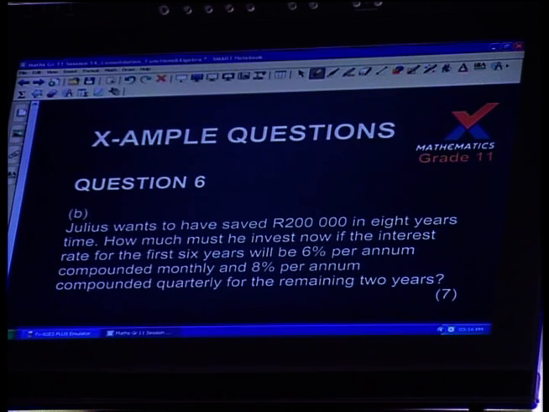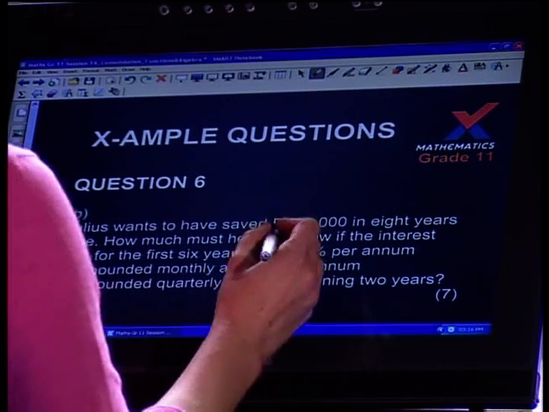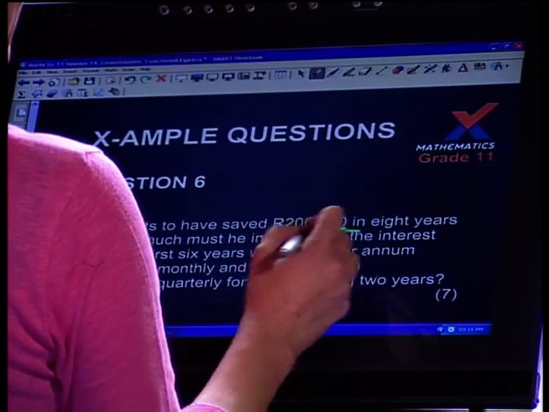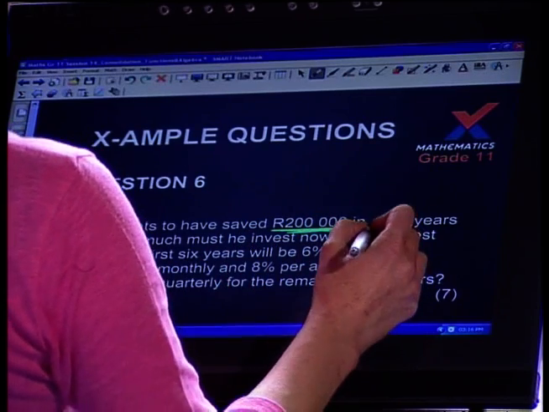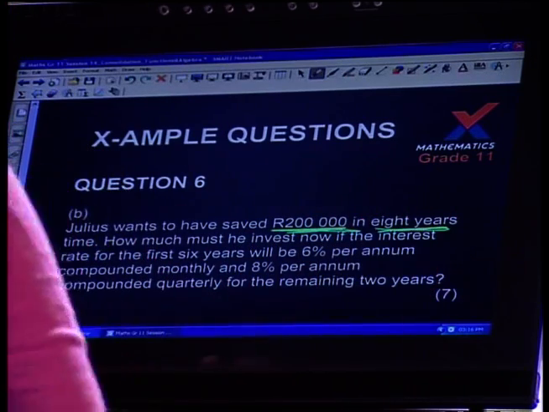Julius wants to have saved 200,000 Rand in 8 years' time. So this is a man that's looking to the future. He wants 200,000 Rand in 8 years' time. Now, very important that in this calculation, the 200,000 Rand is not your initial amount. It is actually your end amount.